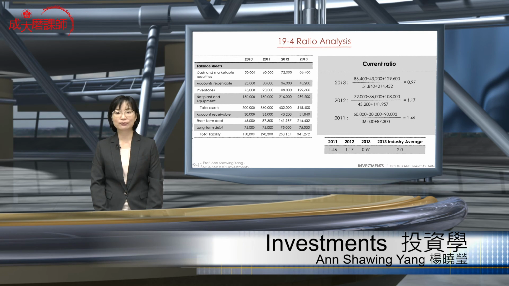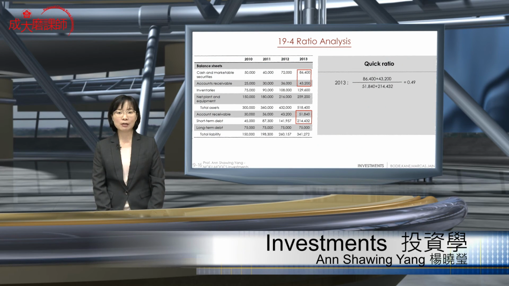Right, and after the current ratio, we also have the quick ratio. This is in the same category, used to analyze how a firm can quickly turn its assets into cash in case of a company liquidation or cash emergencies. So for 2013, we take the cash and marketable securities again, plus the accounts receivable. But this time we're not using inventories. We also divide it by accounts payable and short-term debt, so we have 0.49.